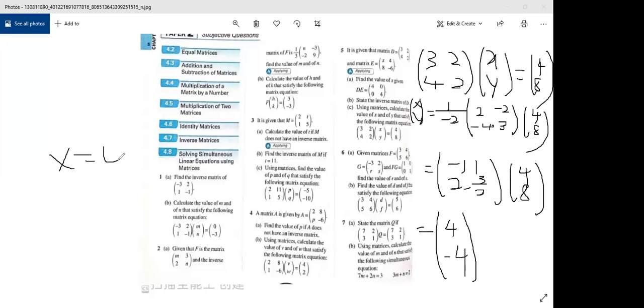So the answer will be like this. There's a method to confirm your answer if you want. As you can see, this 3, 2, 4, 2 times x, y is actually 3x plus 2y. So you use your calculator to solve this, to confirm your answer. You use the calculator and put in the simultaneous equation.